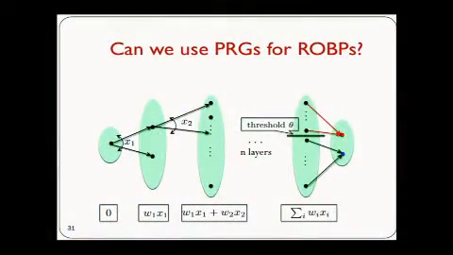And given this observation, it's natural to ask if we can use the PRGs for read-once branching programs to fool half spaces. And the straightforward answer is no, because the branching program we constructed here can have exponentially large width.